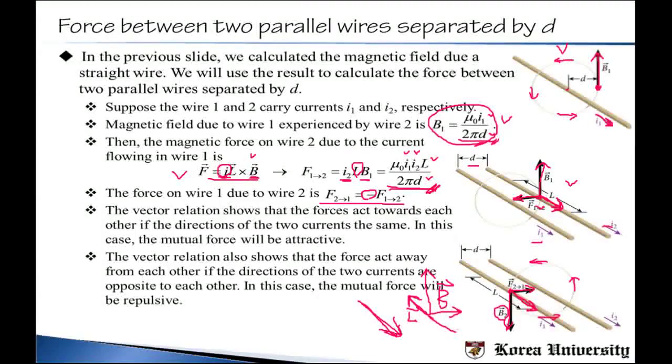So therefore, when the I1 and I2 are flowing along opposite directions, of course, the size of the current will be the same as we have calculated here, but these two wires will be pushed away. So you can finally summarize that two parallel currents will experience attractive force, while two anti-parallel currents, or two currents flowing in opposite directions, will experience repulsive force. Okay.